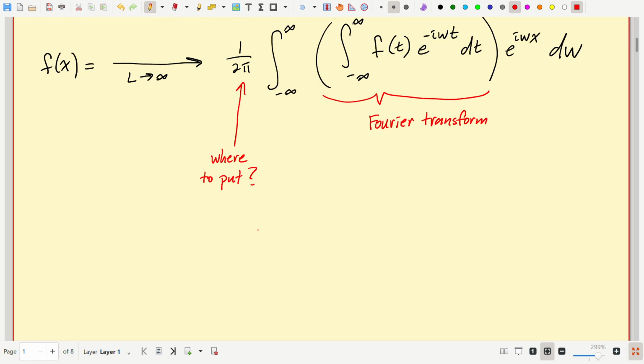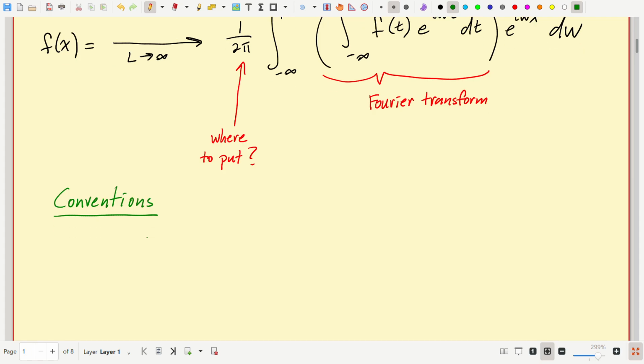Okay, and that's the Fourier transform, and this formula here is the Fourier inversion formula. So here are some conventions, and they're different in different books, unfortunately. Different books put the 2 pi in different places. I believe Stein does this, so we'll call this the Fourier transform, f hat.